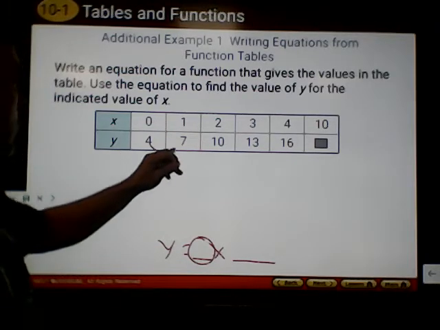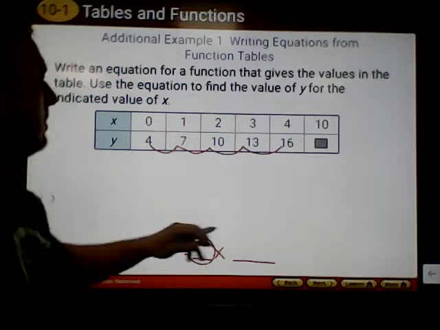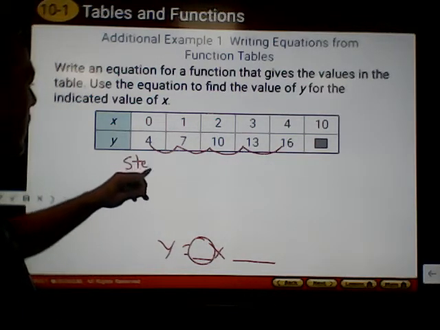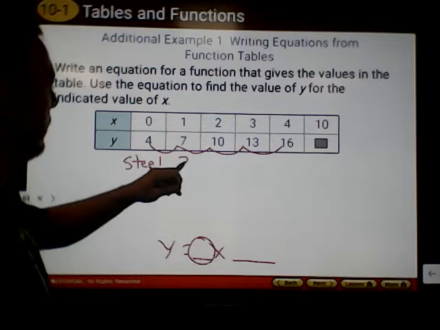First step is, what are my y's counting by? So step 1, y's are counting by 3s.